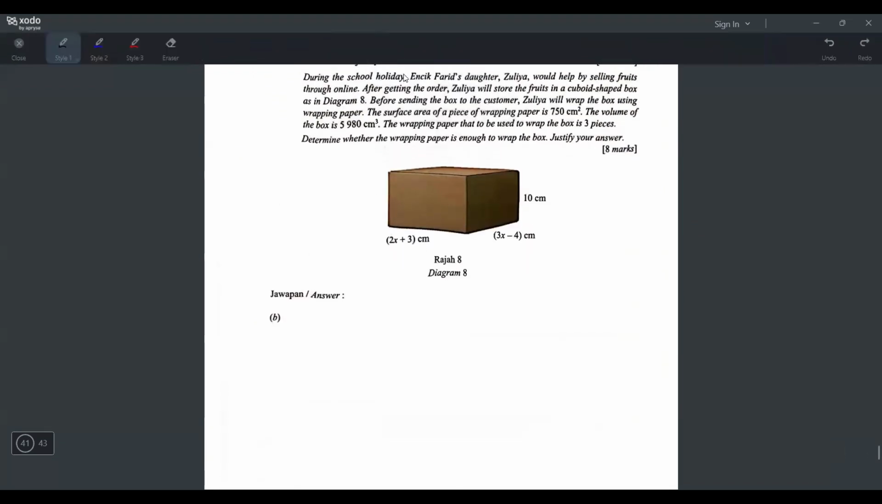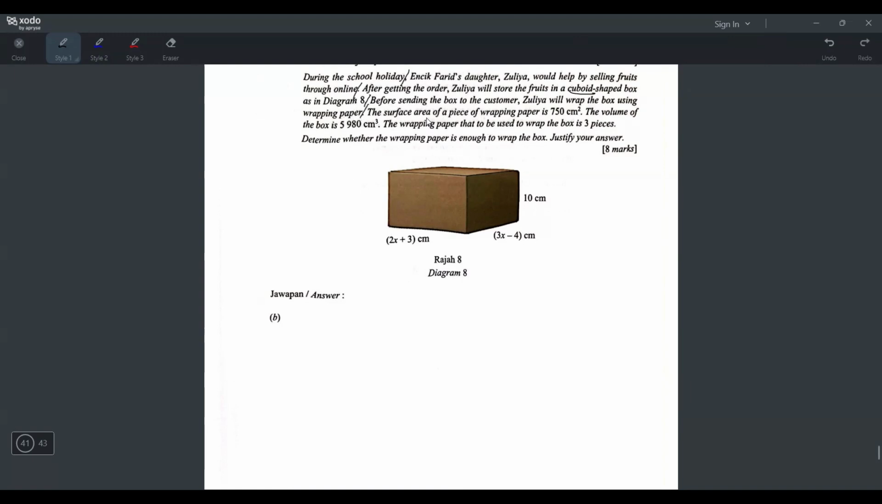Let's go. During the school holiday, Encik Farid's daughter Zulia would help by selling fruits online. Okay, not important. After getting the order, Zulia will store the fruits in a cuboid-shaped box as in Diagram 8. Okay, I can feel it already. This is a 3D geometry question because they mentioned a cuboid, so I see 3D. But so far, there's no important information here. So let's keep reading. Before sending the box to the customer, Zulia will wrap the box using wrapping paper.